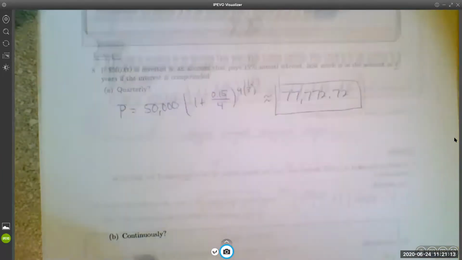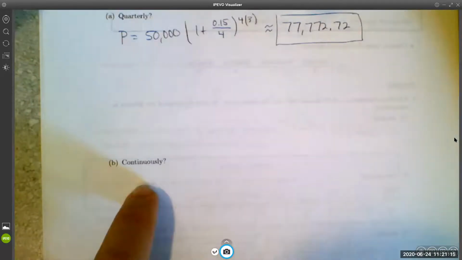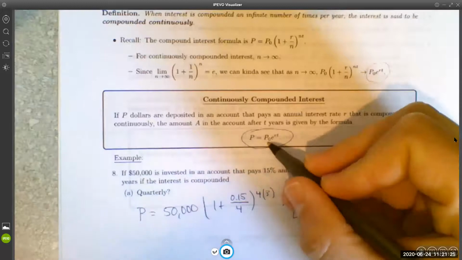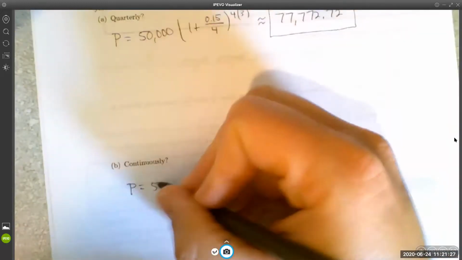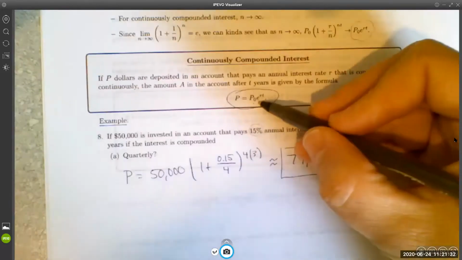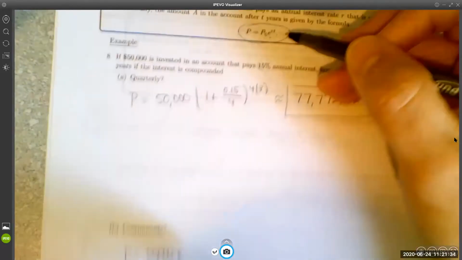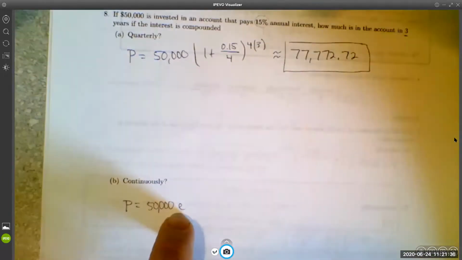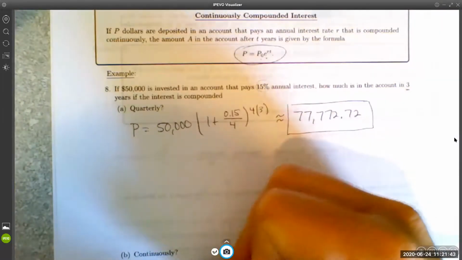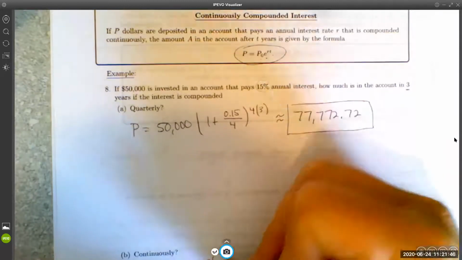But what if the interest is compounded continuously? Well, if the interest is compounded continuously, that's when we use this formula here. So we would say P equals the initial amount, 50,000, times e. Remember, e is just a number. It's about 2.7. So you don't have to plug something in for e. It's just Euler's number. e to the RT, R is 0.15 times T, which we said was 3.